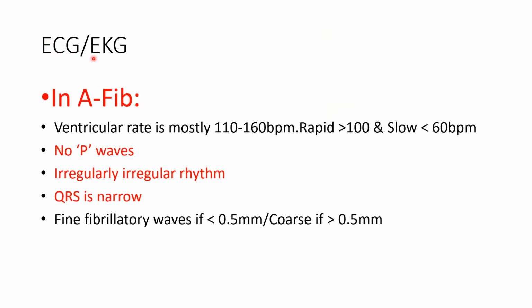The ECG in Europe or EKG in North America, when it comes to AFib, will present with the following. Ventricular rate is mostly between 110 to 160 beats per minute. It is judged or tagged to be rapid when it's above 100 and slow when it's less than 60 beats per minute. The P waves will not be seen, no P waves. The rhythm will be irregularly irregular, and the QRS complex will be narrow. The fibrillatory waves are known to be fine when it's less than 0.5 millimeters, and the fibrillatory waves will be coarse when it's greater than 0.5 millimeters.